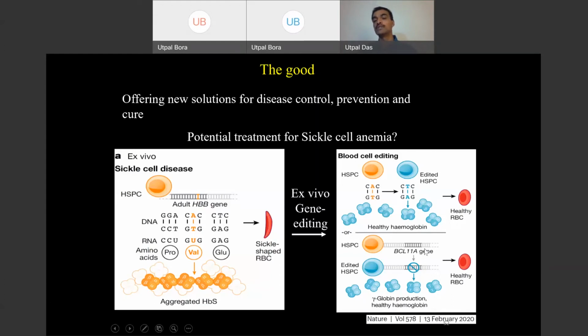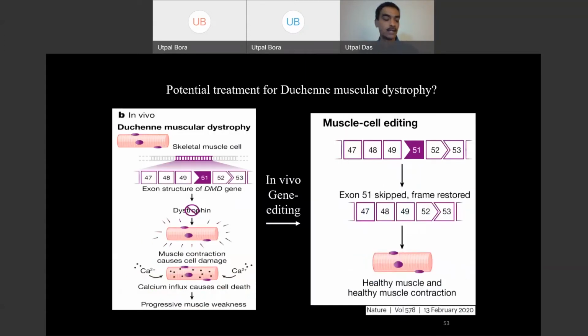Or sometimes you just activate other genes. Let's say instead of beta globin, you activate gamma globin using the CRISPR technology. That will also bring in normal hemoglobin. So basically, these kinds of good things are happening. Muscular dystrophy is almost treatable now. It is one of the first human diseases allowed to be treated using gene editing tools. So what happens in muscular dystrophy? There is a frame shift mutation at exon 51 that leads to a dysfunctional dystrophin gene.